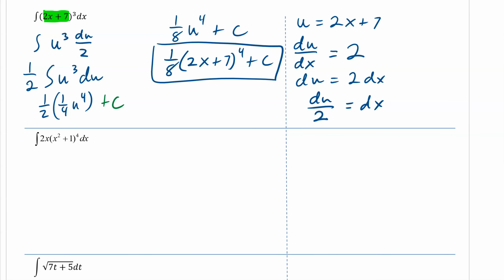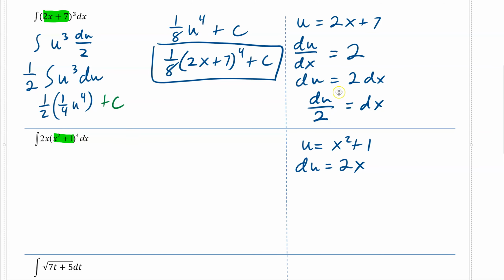So now what's the inside of this one? It's the x squared plus 1. So we make that our u. And so our du would be 2x. And then a quick trick now is you notice that we get du dx each time, and then we're just going to bring the dx over. So when you do this, just write du, and on the other side write dx, and it just saves you a little time. Now we can say dx equals du over 2x.